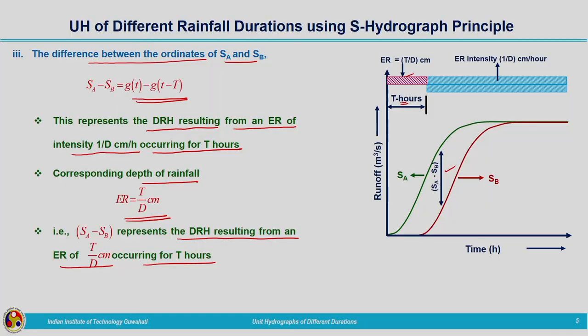Now, we are having the direct runoff hydrograph which is produced due to a rainfall of T by D centimeters of depth. If the direct runoff hydrograph and the effective rainfall are there, we can find out the corresponding unit hydrograph by making use of the principle of proportionality. That's what we are going to do.